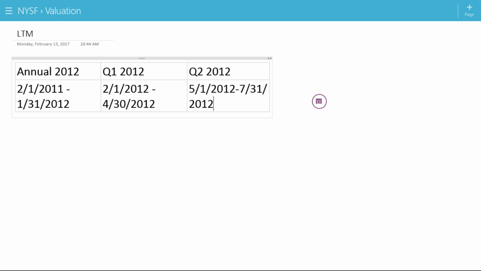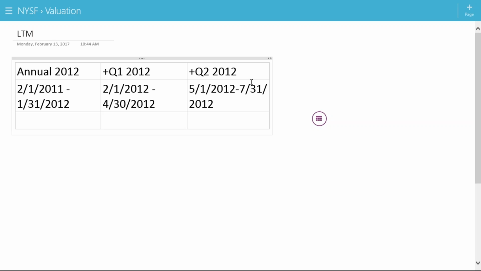Problem with that is, that's giving me 18 months of data. I only want 12, I want annualized data. So if I'm going to add Q1 2012 data and Q2 2012 data, in order to keep this on a 12-month basis, I need to subtract out last year's Q1 and Q2 data. So if I take annual 2012 and I add Q1 and I add Q2, can I add another row?